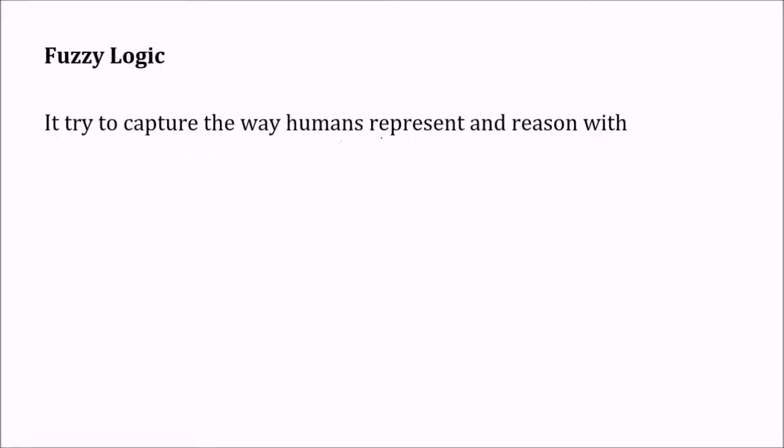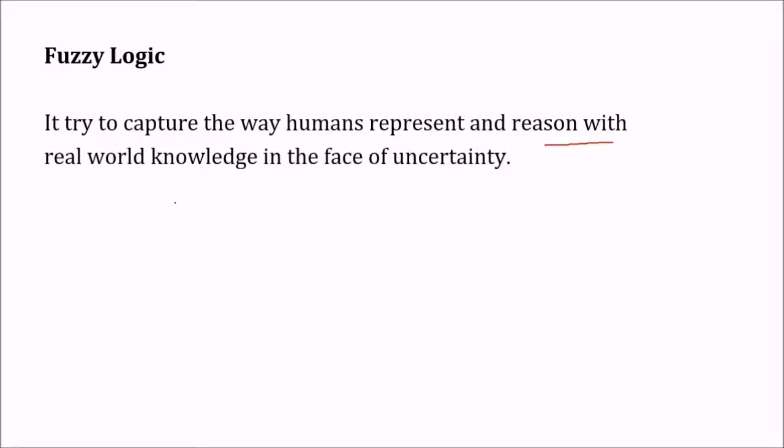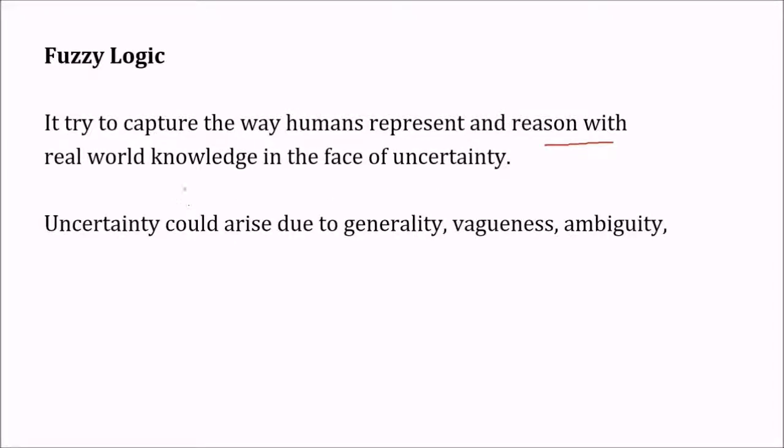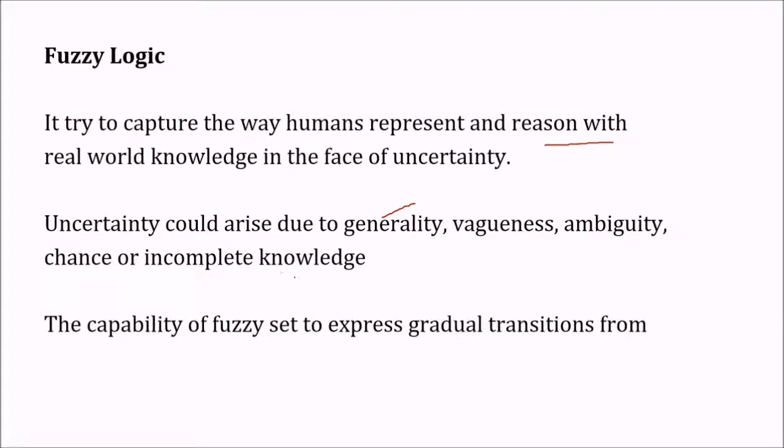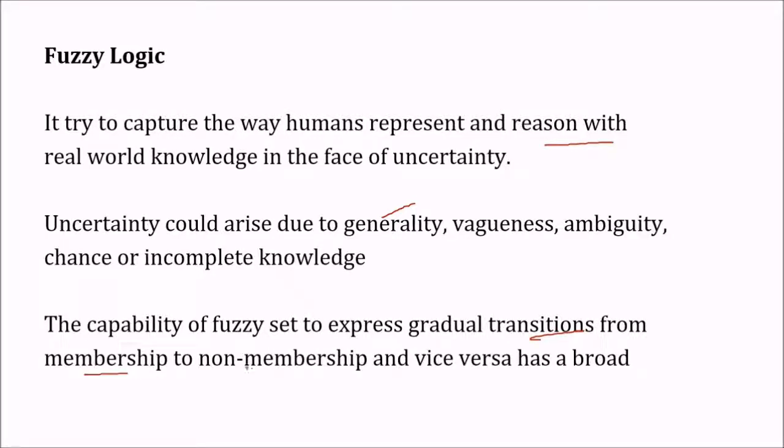Then we come to fuzzy logic. It tries to capture the way humans represent and reason with real-world knowledge in the face of uncertainty. Uncertainty means there is no generality; there is some vagueness, ambiguity, or chance of incomplete knowledge. So the capability of a fuzzy set to express gradual transitions from membership to non-membership and vice versa has broad utility.